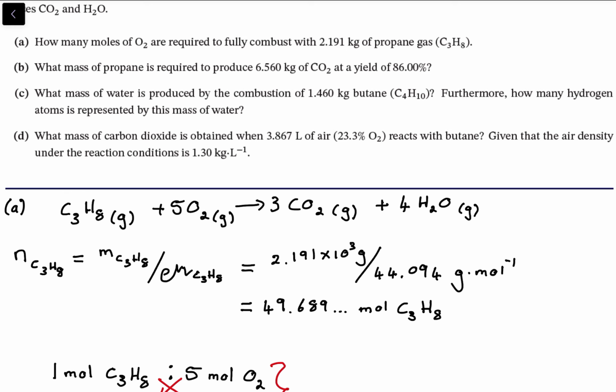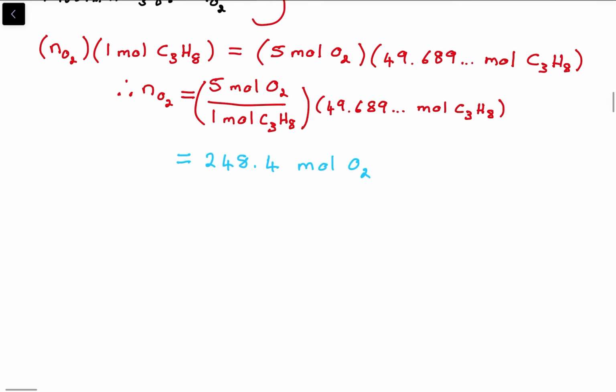In the next question, we're asked what mass of propane is required to produce 6.5 kilogram of CO2 at a yield of 86%. So now we're given some information about a product, and we're told a yield. So now my question is, what does yield mean inherently? Yield means if we have a certain amount of reagent.